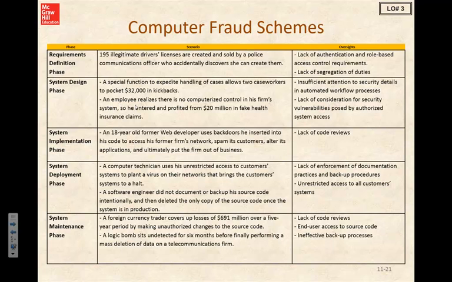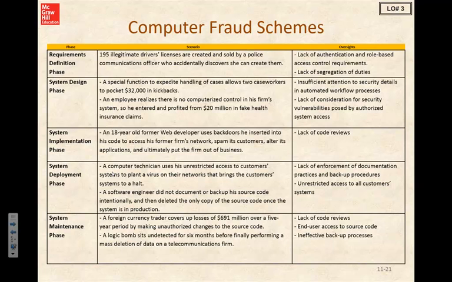Or an employee realizes that there is no computerized control in his firm's system, so he entered and profited from $20 million in fake health insurance claims. That was a lack of consideration for security vulnerabilities posed by authorized system access. Here we have an 18-year-old former web developer who uses backdoors he inserted into his code to access his former firm's network, spam its customers, alter its applications, and ultimately put the firm out of business. And there is just simply a lack of code reviews.